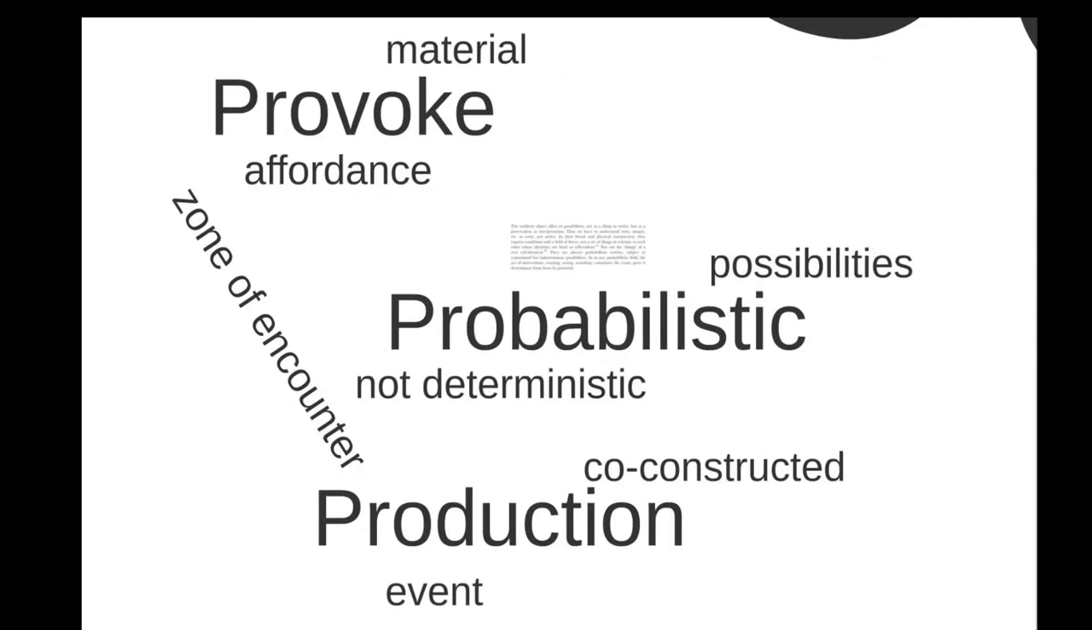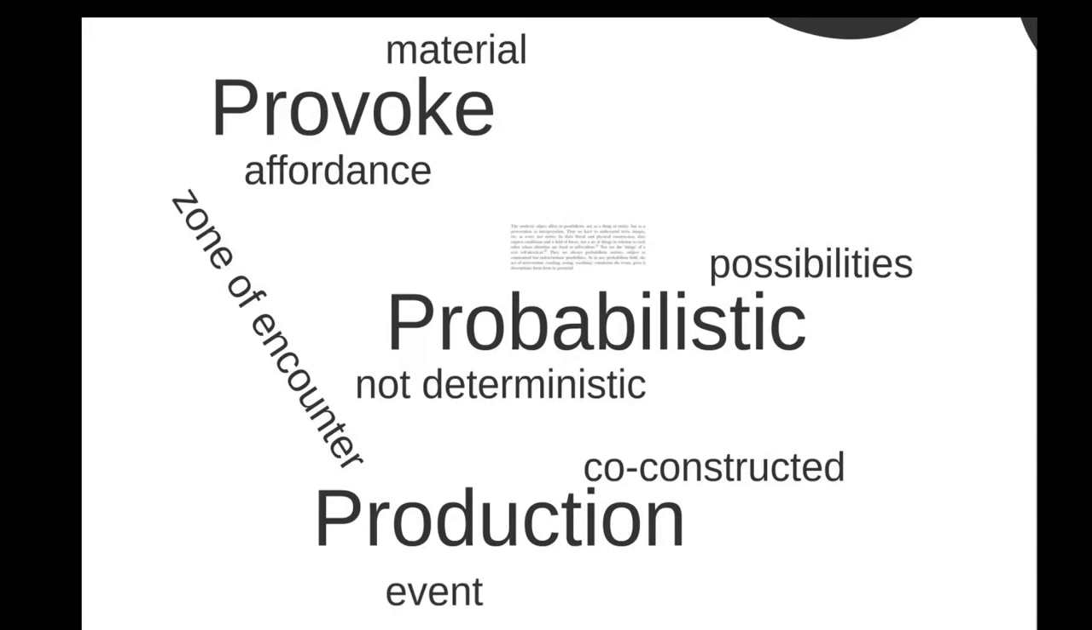The way I summarize that, which many people say, this isn't a summary, this is harder than what she says. But I think these terms are important, but we don't have to hold all of them. So for Drucker, the way I read Drucker, zone of encounter is what she means by interface. It's a zone in which there are things encountering. And that zone of encounter provokes probabilistic production. Okay? Zone of encounter that provokes probabilistic production.